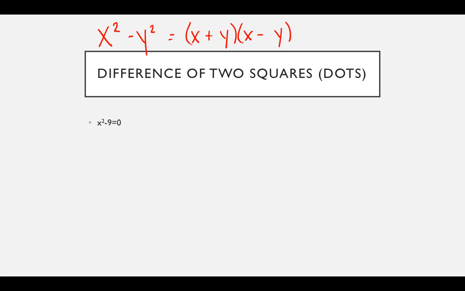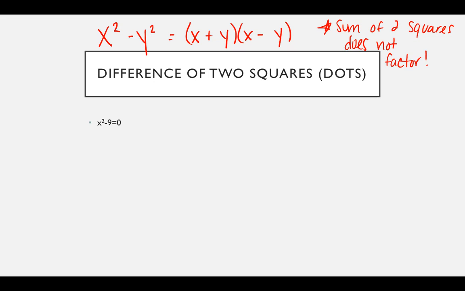Just note that there is not a pattern for the sum of two squares. Sum of two squares does not factor. And we'll learn about what to do with the sum of two squares in the next section.